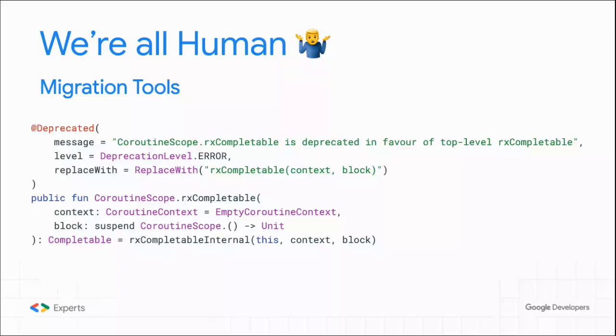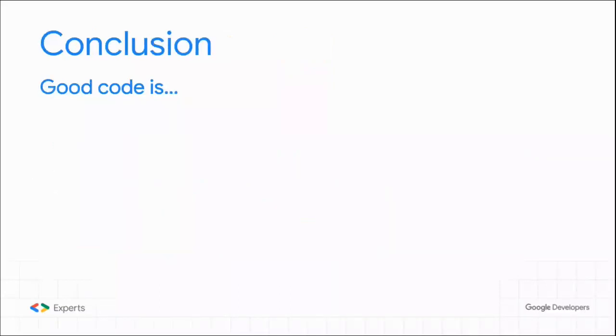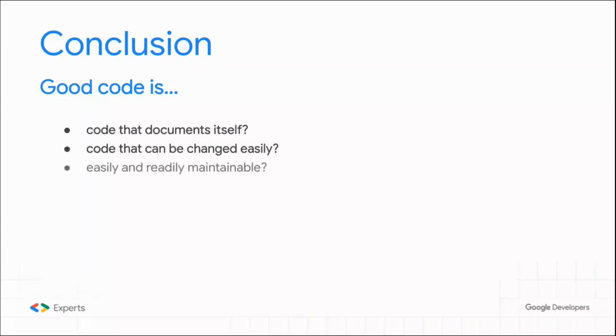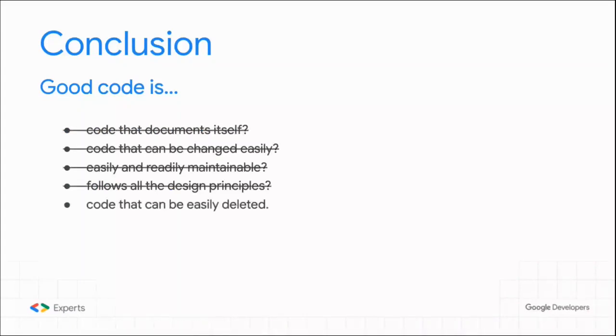So in conclusion, I would like to summarize my feeling towards behavioral API design, why it's important to abstract it and why it's important to hide it away from your users. Because good code, is it code that documents itself? Perhaps. Code that can be changed easily? Is it easily and readily maintainable code? Follows all the design principles and makes Uncle Bob happy? No, I would argue that good code is code that could be easily deleted. The more easily you can delete your code, the more easily you can replace it.